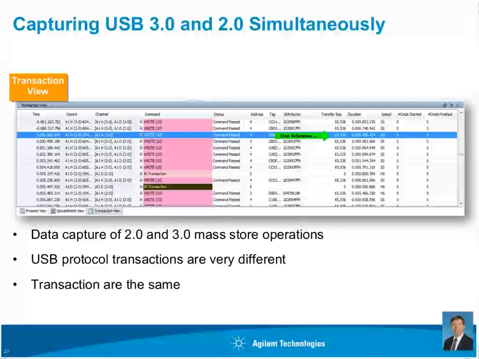And all of that information is captured and stored in there, and any piece of that may be corrupted, that you need to be analyzing and seeing what's happening. Very different USB protocol operations, but the transactions are the same.